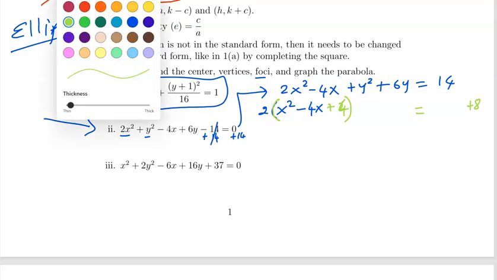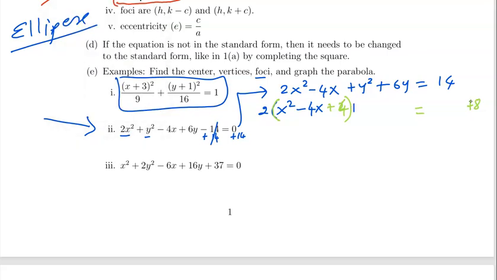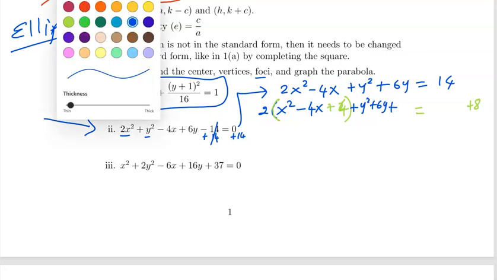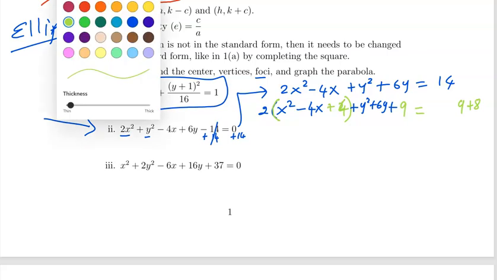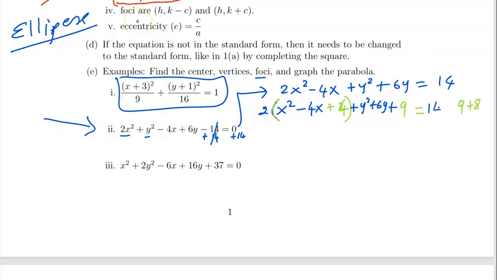Let me go back again, blue. Plus y squared plus 6y. What do I have to add there? Here also, half of 6 is 3, and 3 squared is 9. I have to add 9. That means I have to add 9 on the other side too. And that 14 was already there, so 14 plus 9. These are the things we added. So whatever you add on the left side, you have to add on the other side too.